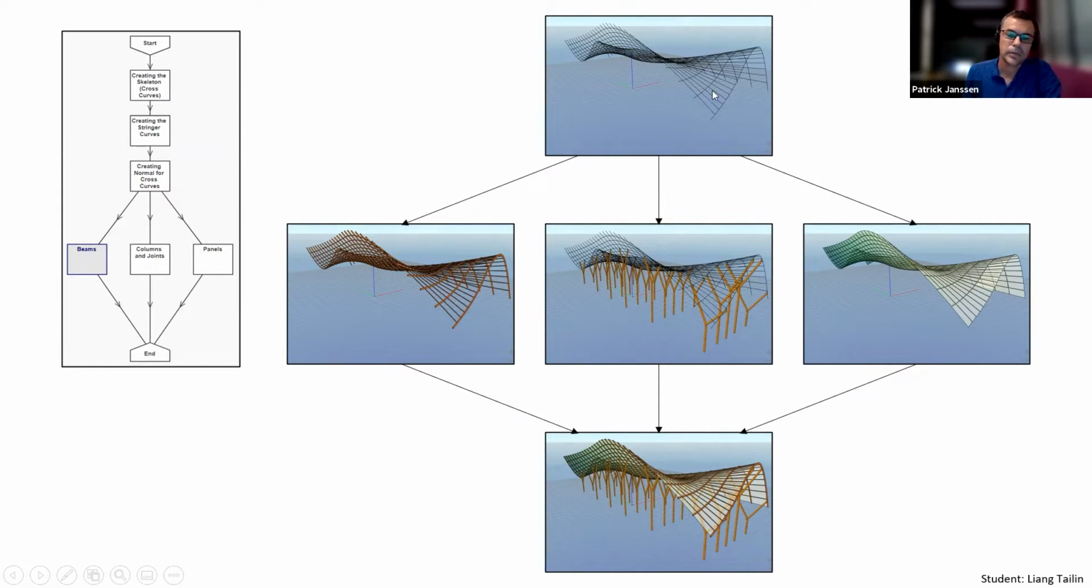In the course, we tend to teach this approach as well, where you have a very simplified skeletal model at the top somewhere, and this skeletal model is this one here, creating normal cross curves. And then from that skeletal model we create the different parts, and then they all get merged in the bottom one.